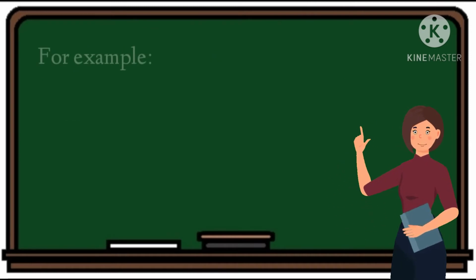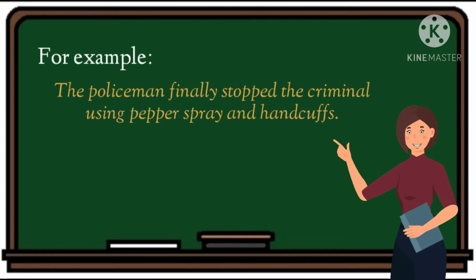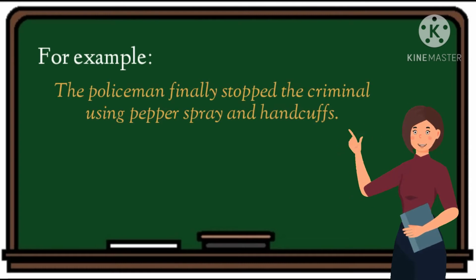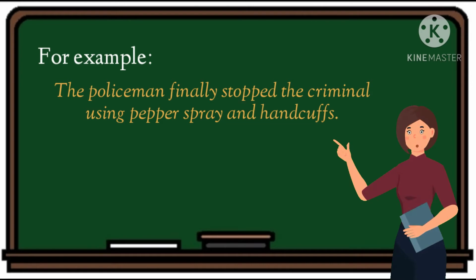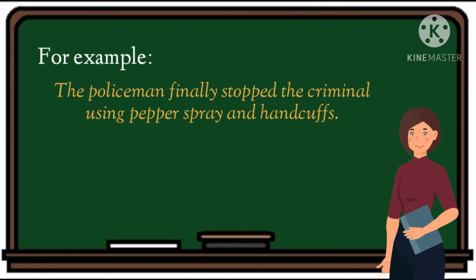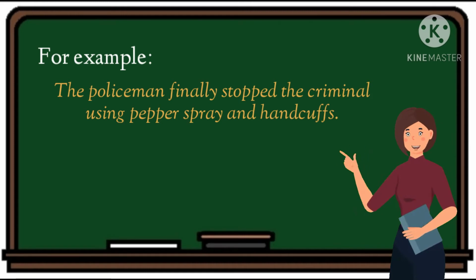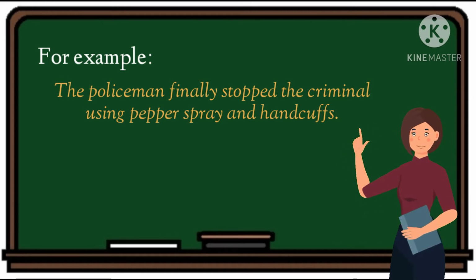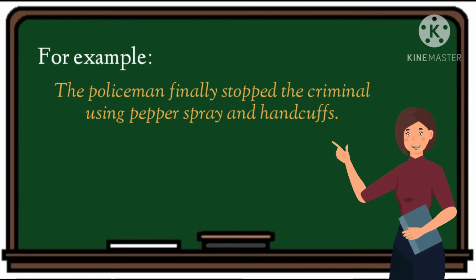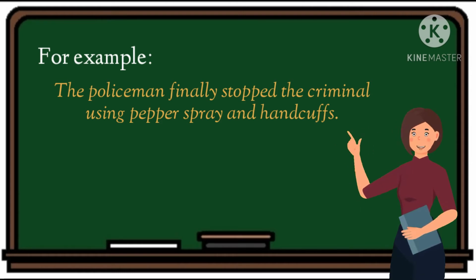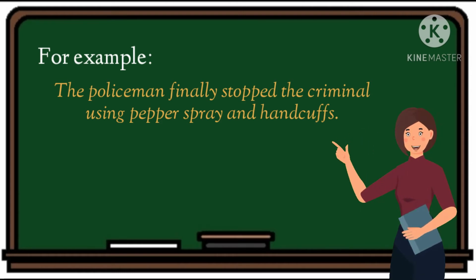Now, for example: the policeman finally stopped the criminal using pepper spray and handcuffs. In this sentence, using pepper spray and handcuffs should describe the policeman. But since that noun is so far away, the phrase seems to be modifying the criminal, who is not using pepper spray and handcuffs on the policeman. Therefore, this sentence is incorrect.